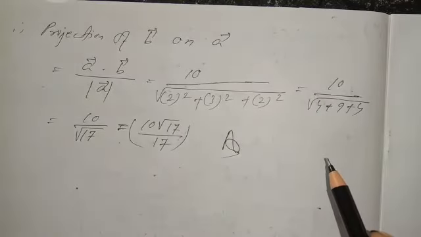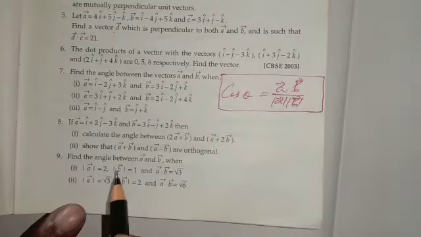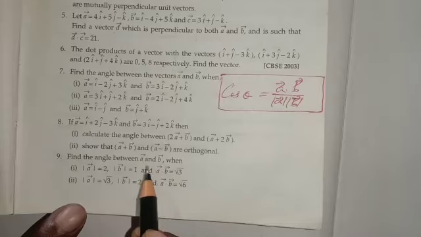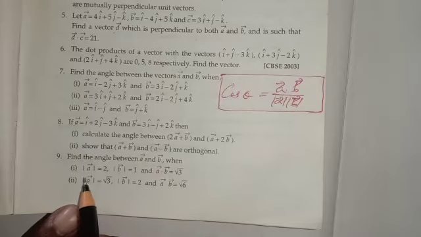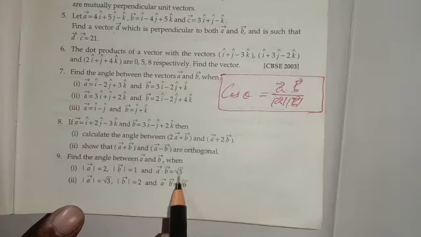Let us go to the next number. See question number 9. Find the angle between vector A and vector B when magnitude of A is 2, magnitude of B is 1 and A dot B is root 3. There are two parts of number 9. Just solve one by one.